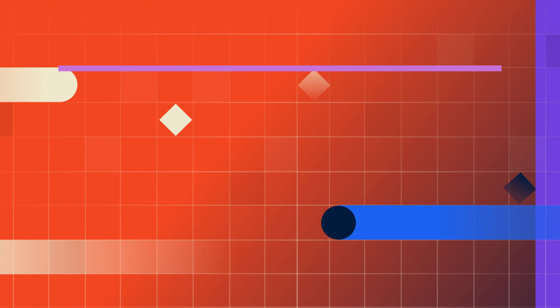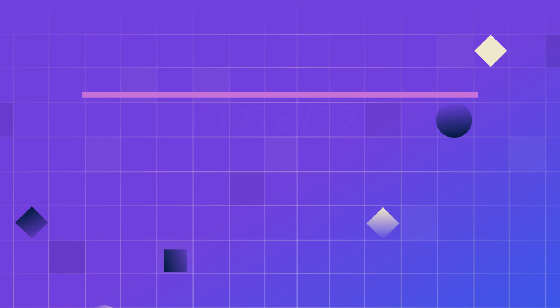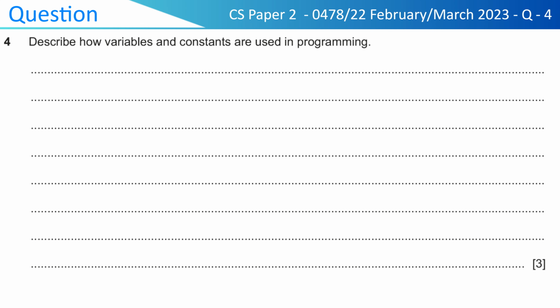Today we are going to solve question number 4 of the 047822 February-March 2023 past paper. The question is, describe how variables and constants are used in programming. This question is not very tough, but we need to be very careful to get the maximum marks. As it has 3 marks, we need to write at least 3 points describing the usage of variables and constants in programming to grab all the marks.